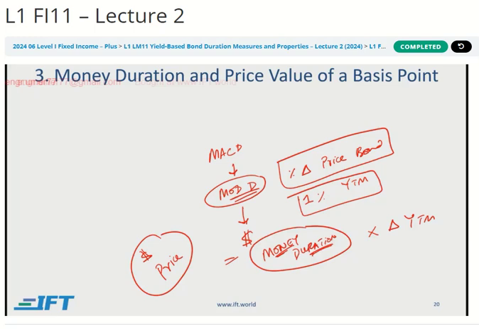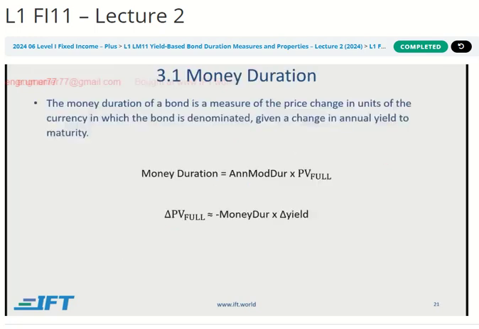And the price value of a basis point is the dollar amount that changes if there is a change in the yield to maturity of only a basis point, which is 0.01%, right? That is your basis point. So let's have a look at this. First of all, money duration.